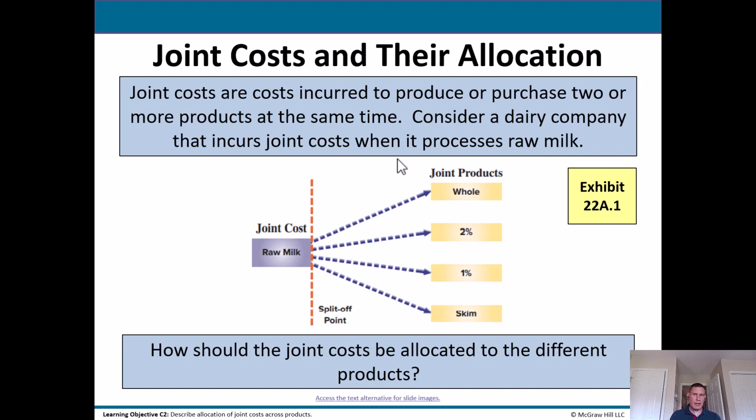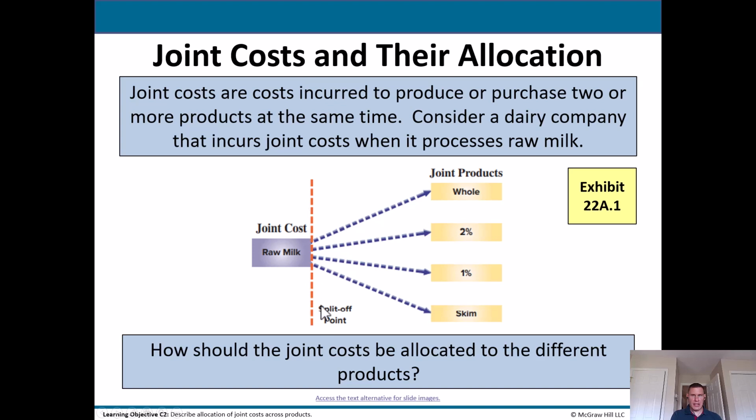Okay, last thing to talk about, and then we will be done with this video: joint costs and their allocation. Just wanted to touch base on this. So joint costs are costs incurred to produce or purchase two or more products at the same time. Consider a dairy company that incurs joint costs when it processes raw milk. So we've got the raw milk here.